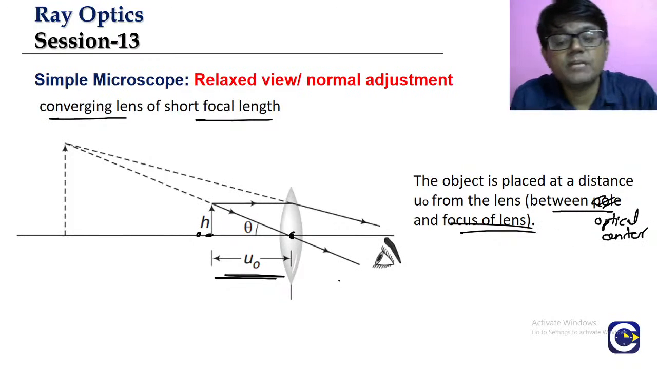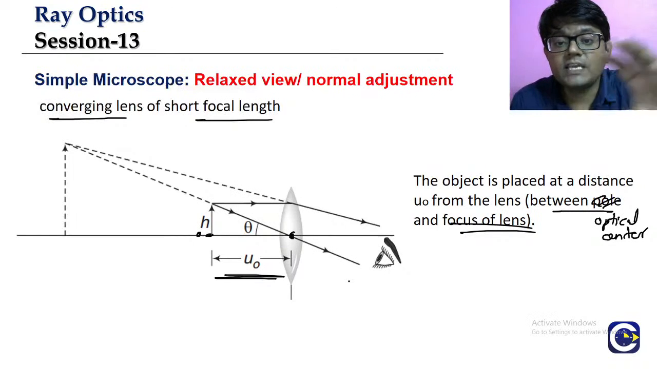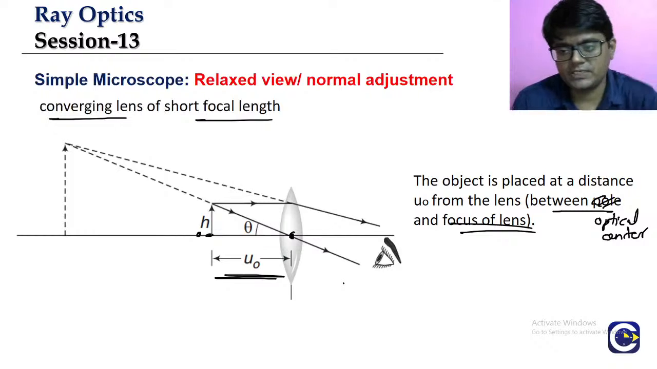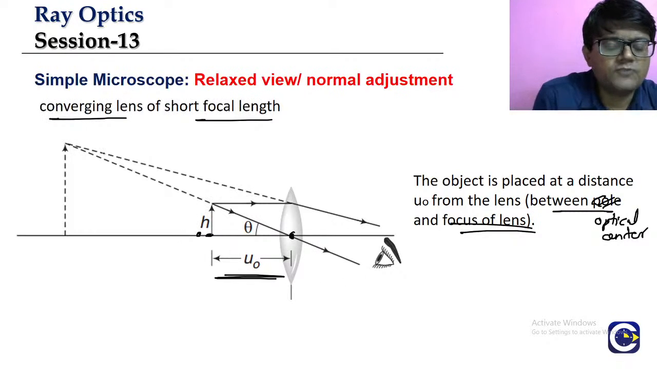So if you keep the object between the optical center and the focus, remember, for the convex lens, the image formed will be a virtual image. What will be the image formed? It will be a virtual image, correct? So here you can see the image formed is a virtual image.